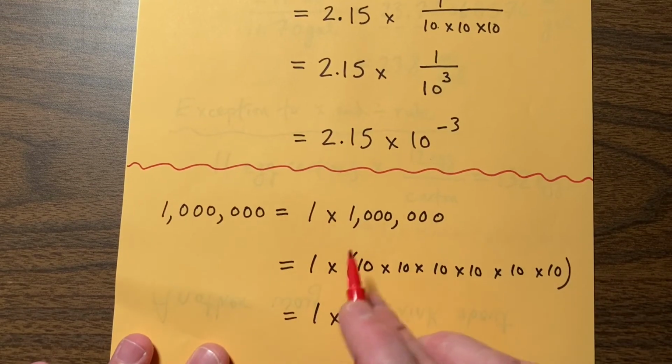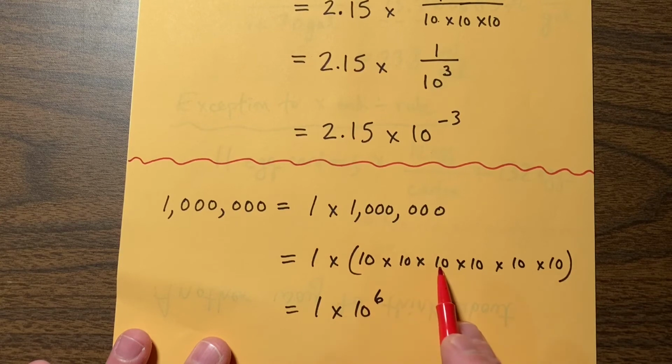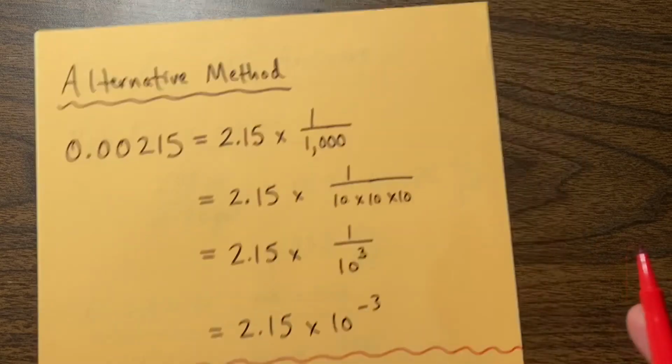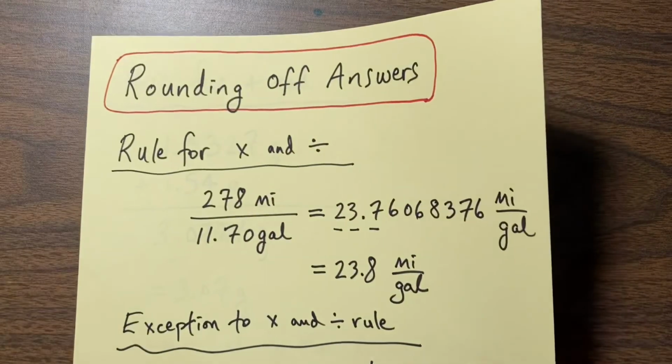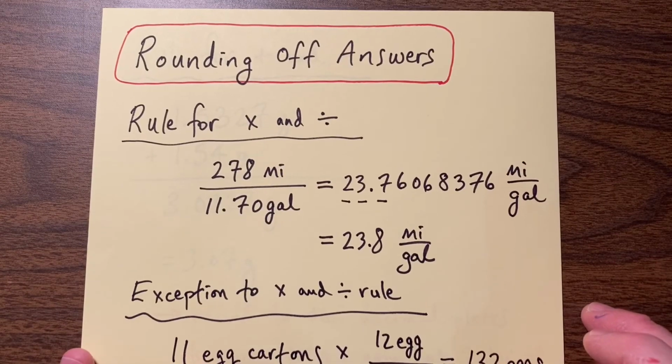It goes for even a large number like 1 million. You can think of it as just 1 times the power of 10 6 times: 10 times 10 times 10 times 10 times 10 times 10, which in your calculator is 10 to the 6th power. So hopefully that's pretty obvious there, but that's just another way of looking at how to express a number in scientific notation.